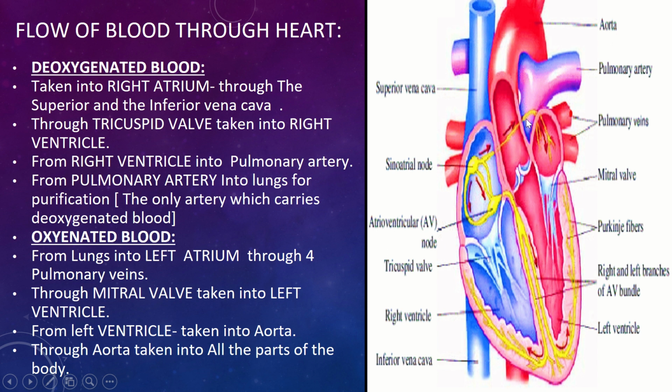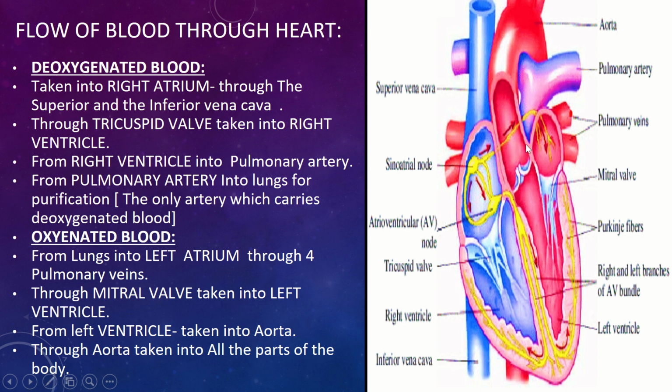Okay, here the left atrium opens, and through the mitral valve the blood is taken into the left ventricle. When the pressure is greater, this mitral valve will open and the blood from the left atrium comes into the left ventricle. From the left ventricle it is taken into the aorta. When the pressure is greater, what happens? The aortic valve opens and the blood is carried through this aorta. The left ventricle takes it to the aorta, and through the aorta it is taken into all parts of the body.